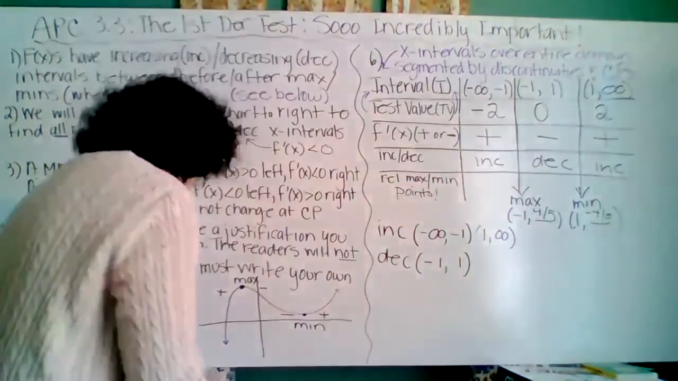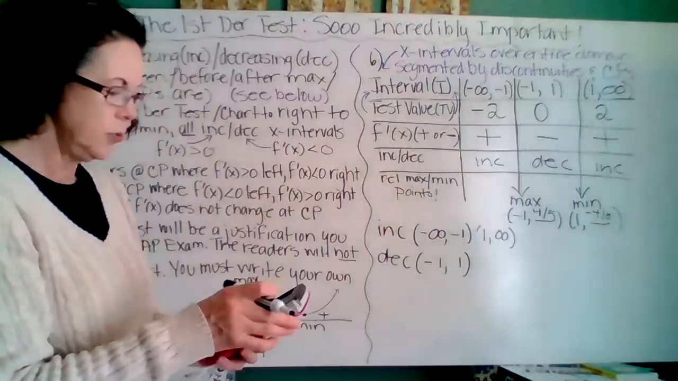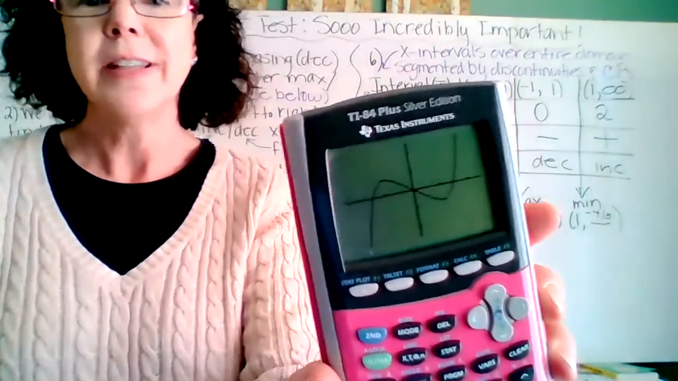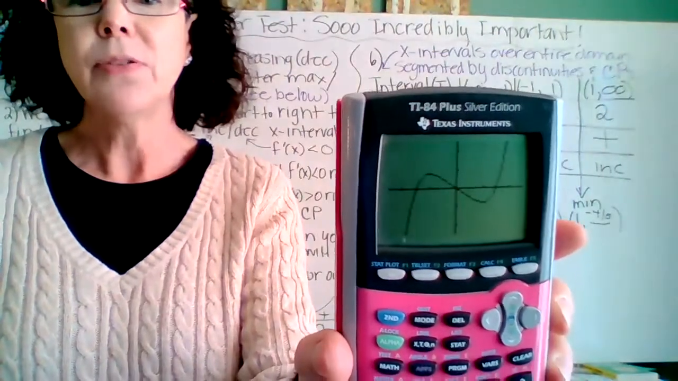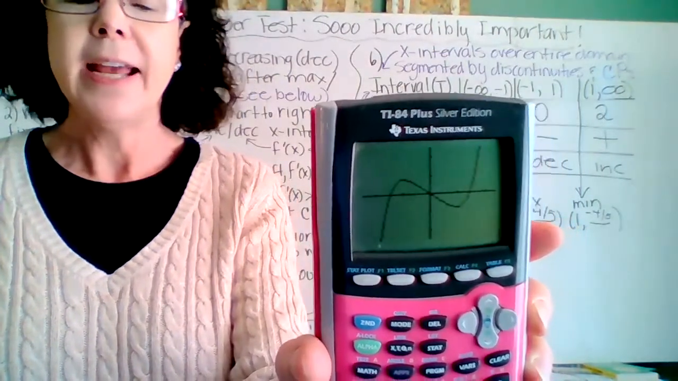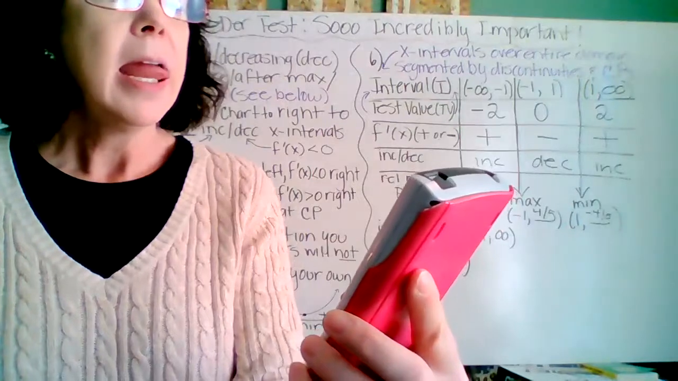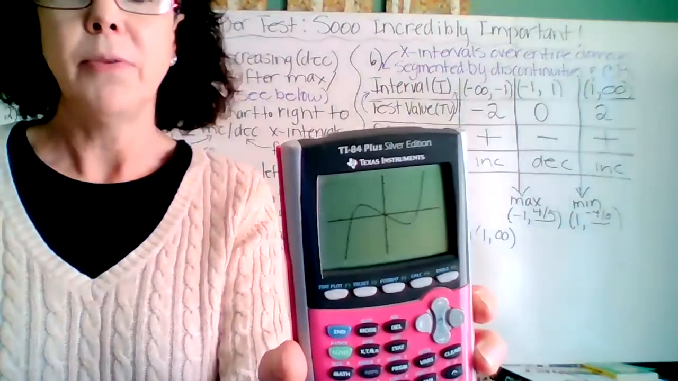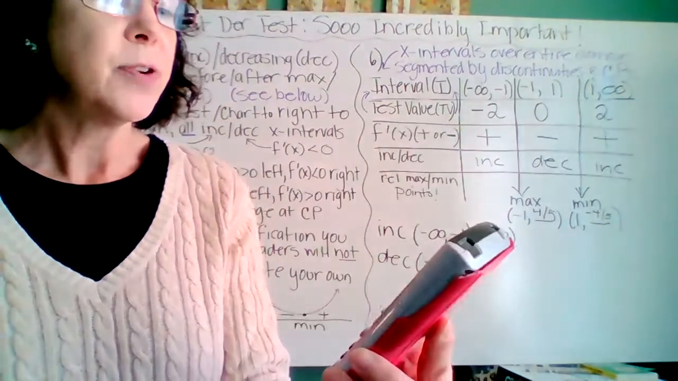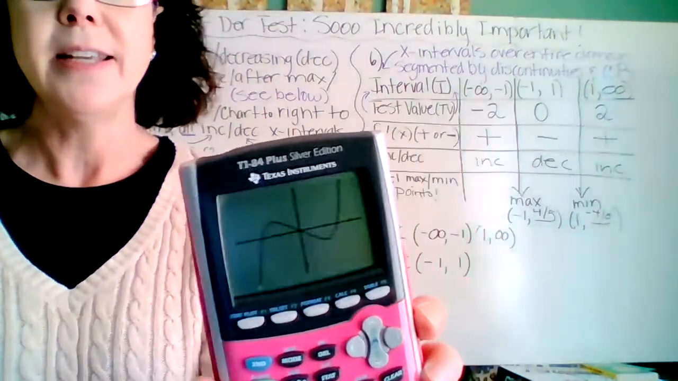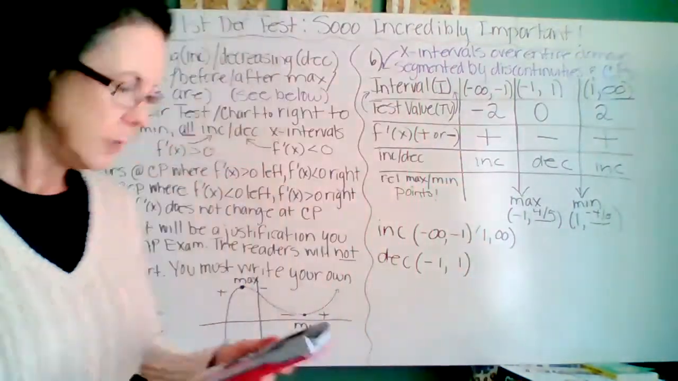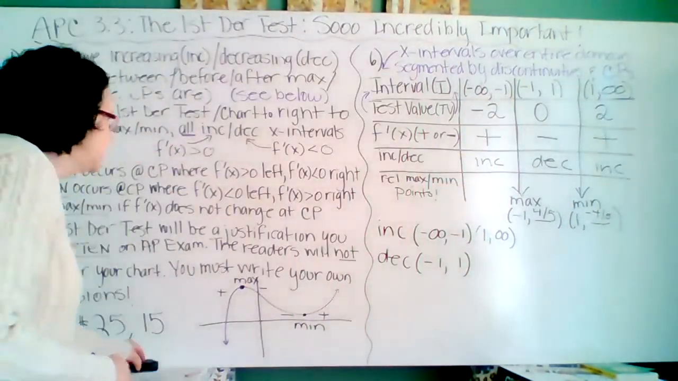So I did put this on the calculator just so you could see right here what the function looks like. Look at that. We were absolutely right that this function has a maximum at -1 and a minimum at 1, and that it is first increasing, then decreasing and increasing. Pretty cool, huh? All right, now the next thing we're going to do is number 15.